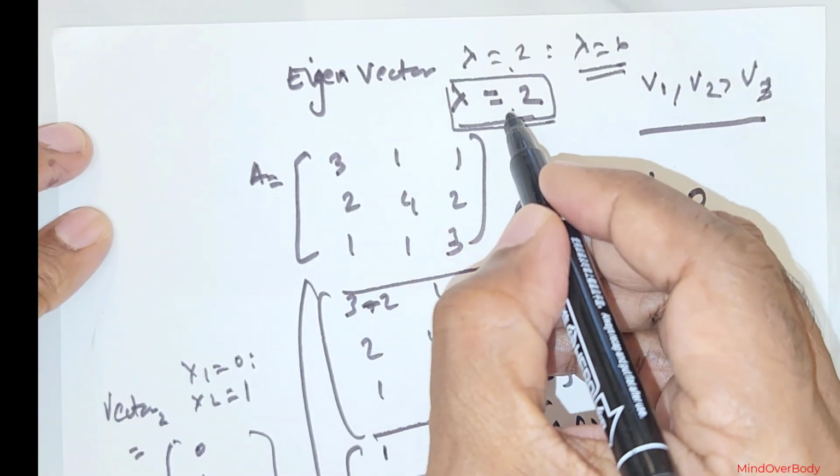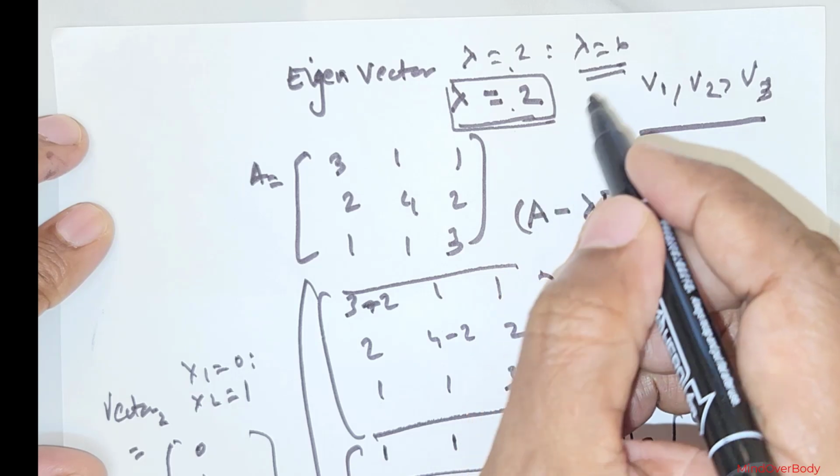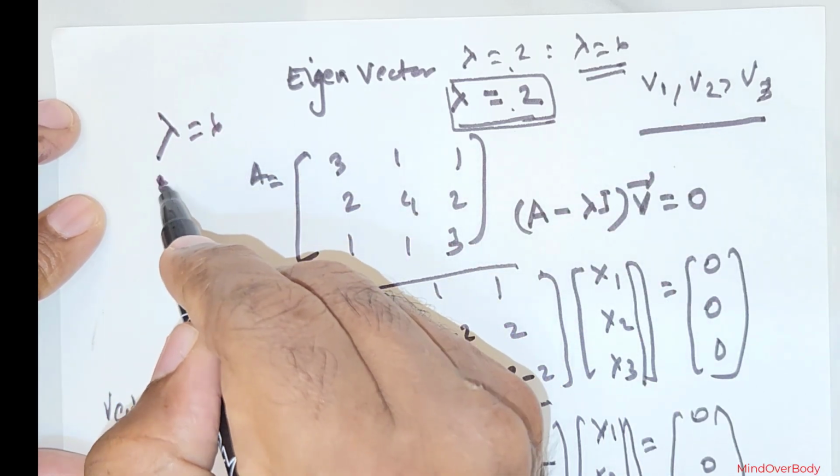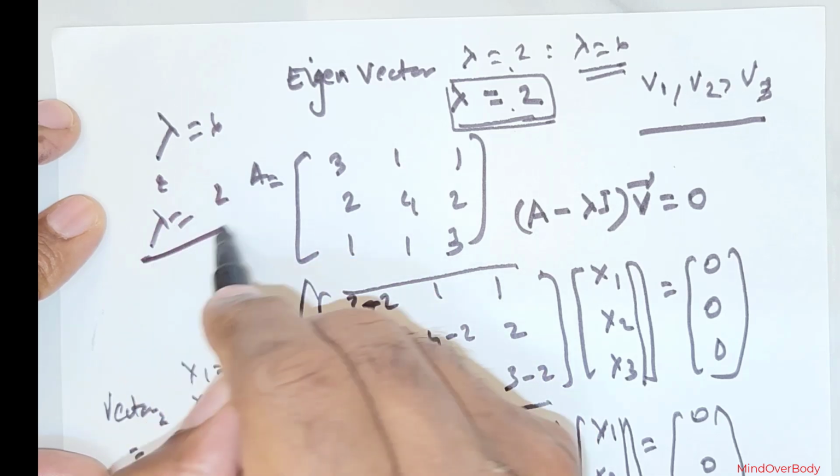I have extracted the vectors for lambda is equal to 2. Your assignment is to get the vectors for lambda is equal to 6 and lambda is equal to 2.